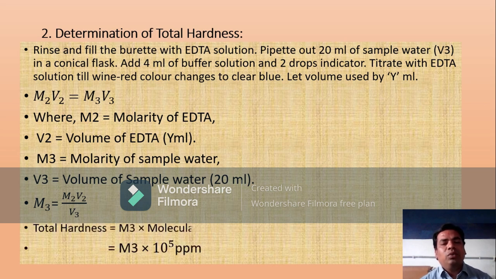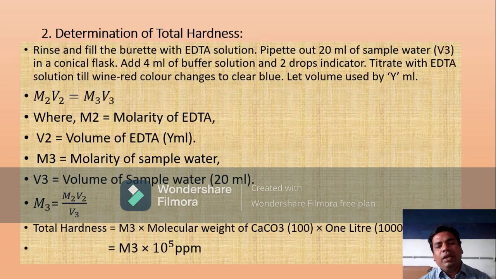Next, so how to determine the total hardness? That is, total hardness is equal to M3 into molecular weight into 1 liter. So molecular weight of calcium carbonate is 100, and 1 liter means nothing but 1000 ml. So 100 into 1000, that is equal to 10 square into 10 cube, that is equal to 10 to the power of 5 ppm. So you can multiply 10 to the power of 5 ppm with molarity.